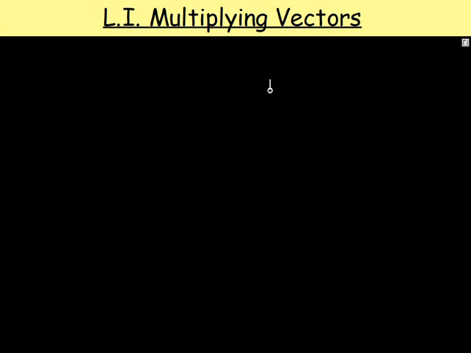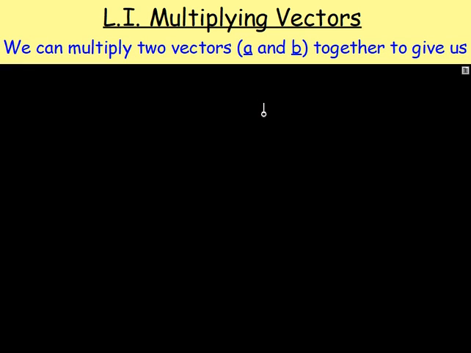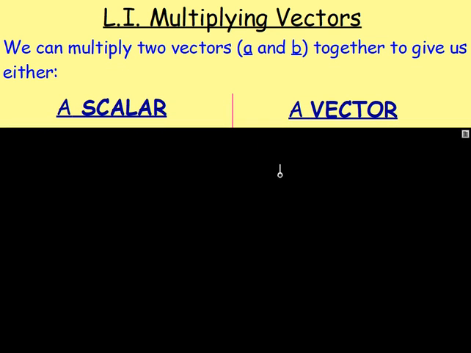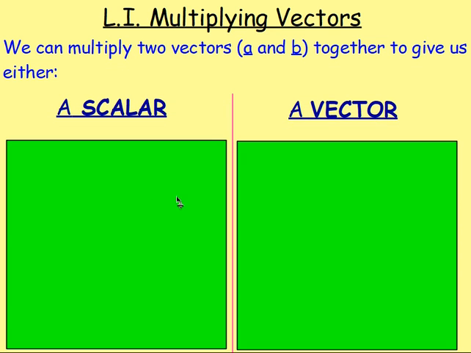Now what we've done in the past is we have multiplied vectors, but we have only multiplied them by a scalar. What we're going to do now is multiply two vectors together, such as a and b, and if we do that, we will get either a scalar or a vector.